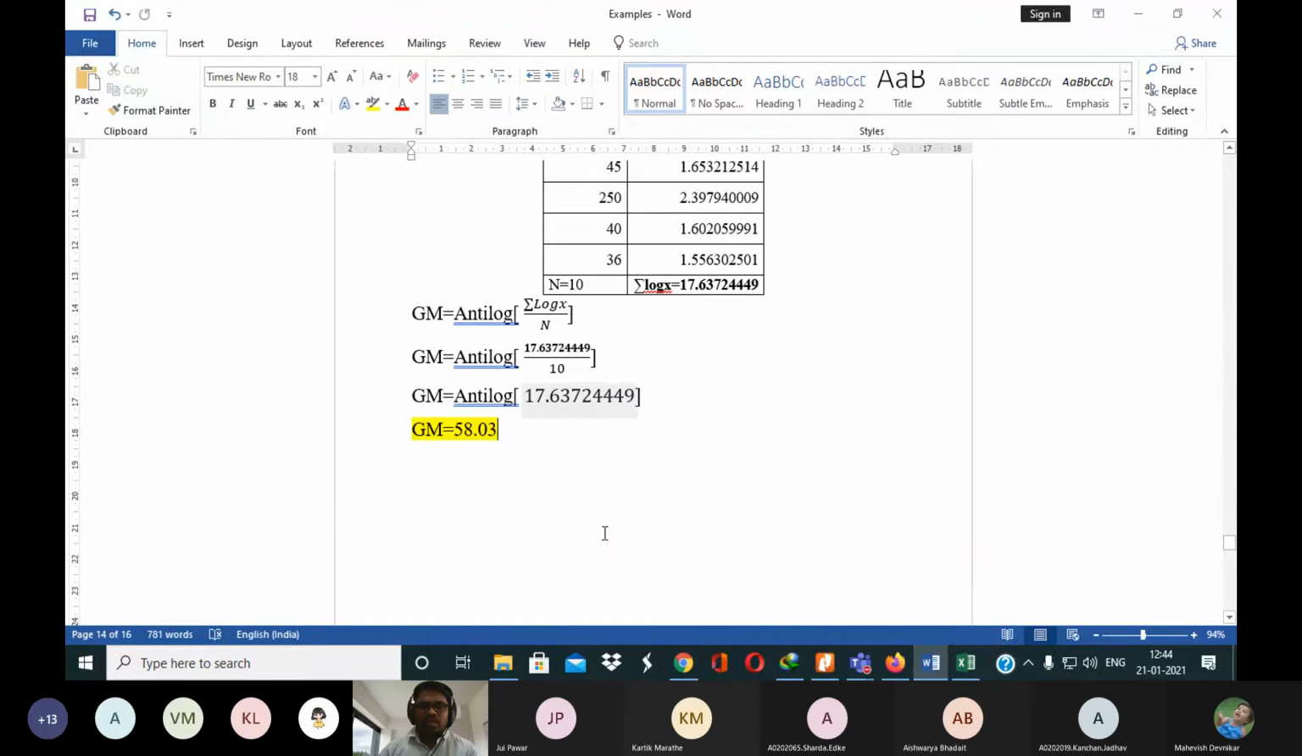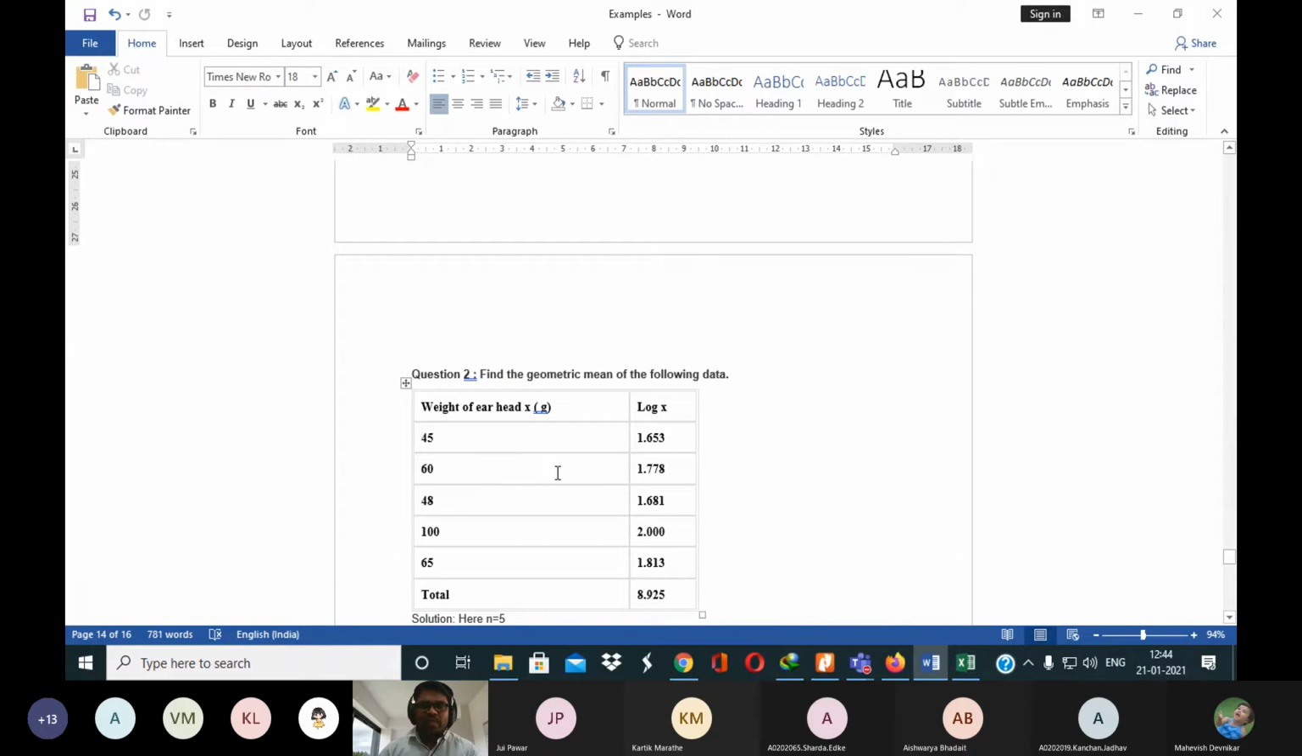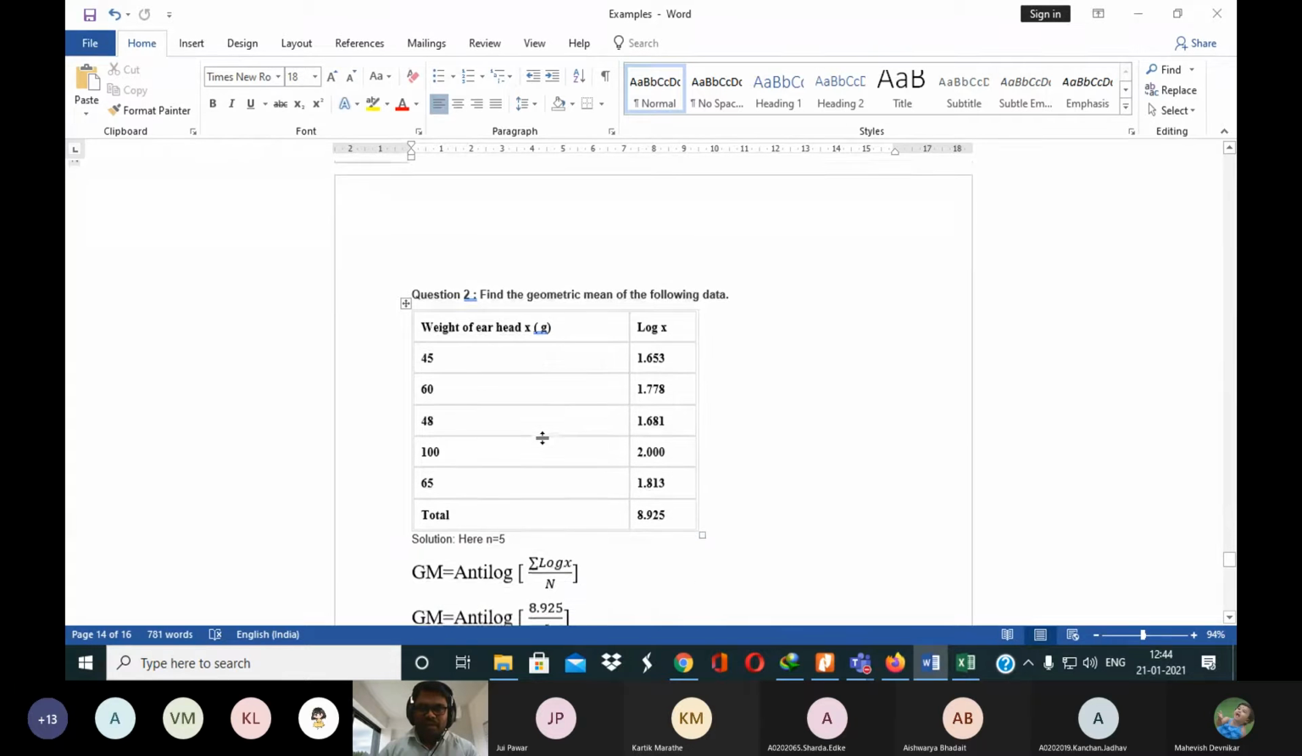So up till now we have covered all these points. Now today we will see how to calculate the geometric mean in the discrete series and continuous series. Before that, can you solve this problem?